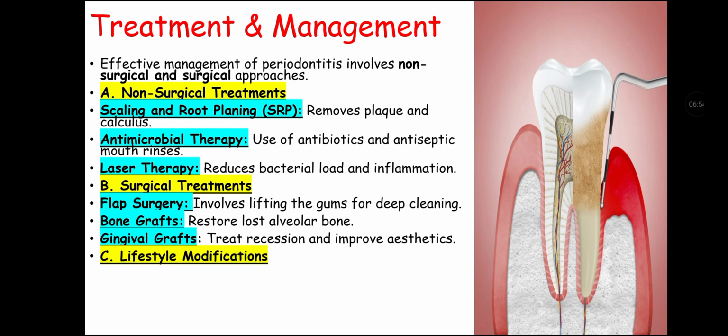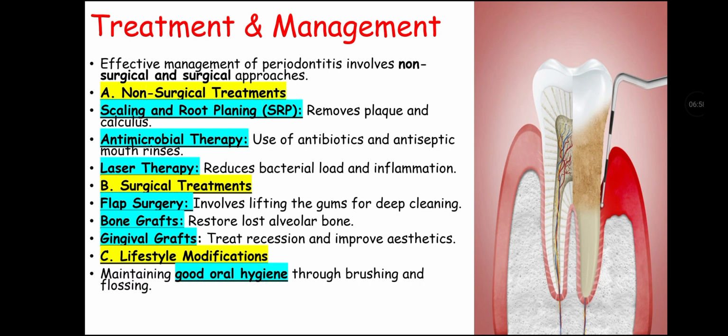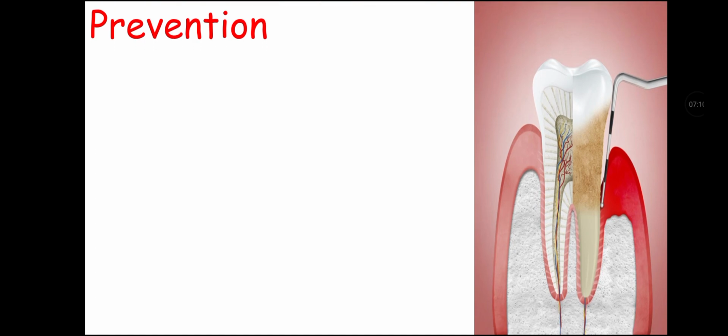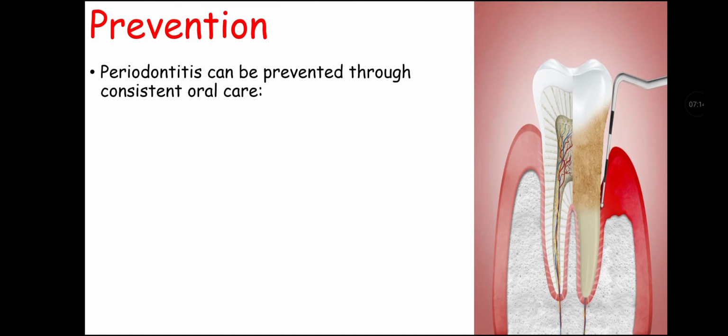Then also there is lifestyle modification in the treatment of periodontitis, as it includes maintaining good oral hygiene through brushing and flossing, and quitting smoking to improve periodontal healing, and a healthy diet that is rich in vitamins to support gum health.